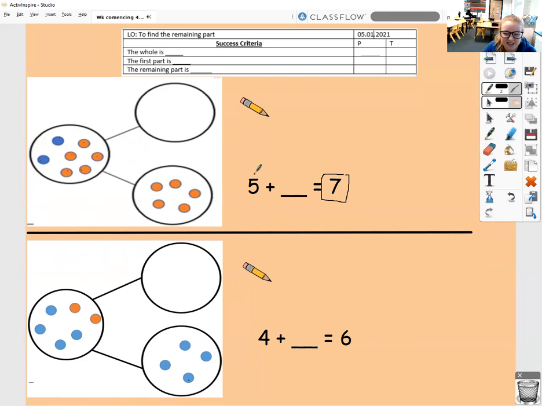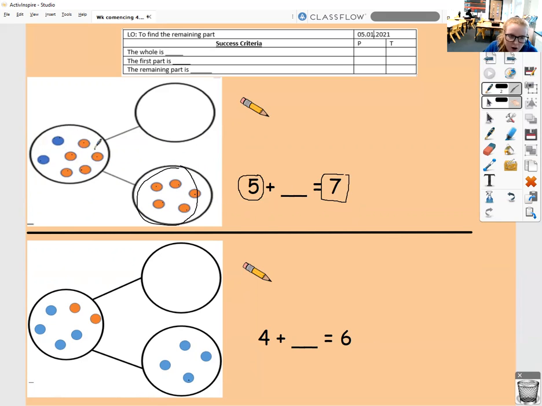Our whole is 7. Our first part, this is showing us our first part. Our first part is 5. 1, 2, 3, 4, 5. Our first part is 5. So our whole is 7. Our first part is 5. What is our remaining part?